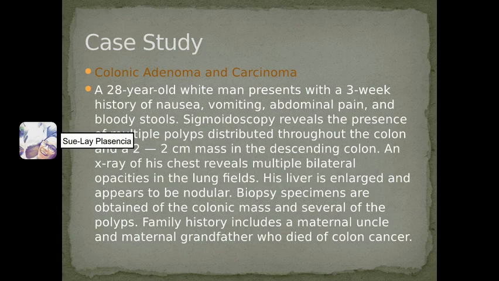Okay, so we have a 28-year-old white man presenting with a 3-week history of nausea, vomiting, abdominal pain, and bloody stools. Sigmoidoscopy reveals the presence of multiple polyps distributed throughout the colon and a 2 to 2 centimeter mass in the descending colon. An x-ray of his chest reveals multiple bilateral opacities in the lung fields. His liver is enlarged and appears to be nodular. Biopsy specimens are obtained of the colonic mass and several of the polyps. Family history includes a maternal uncle and maternal grandfather who died of colon cancer.